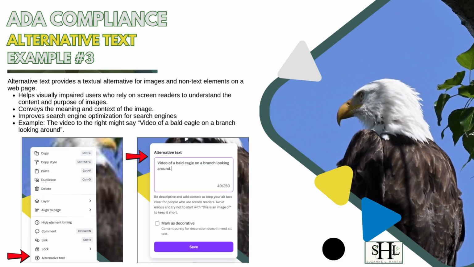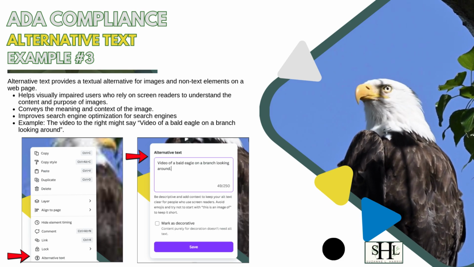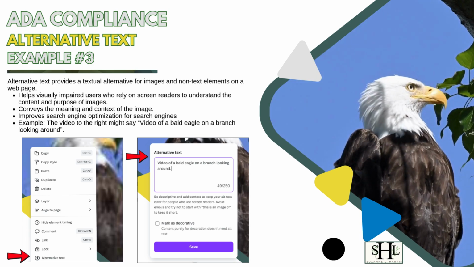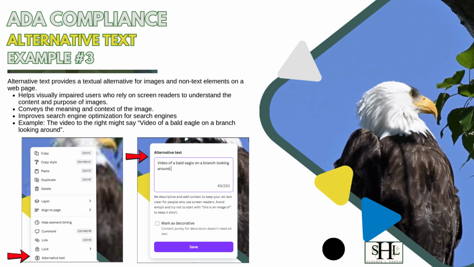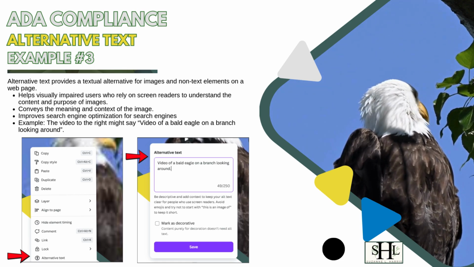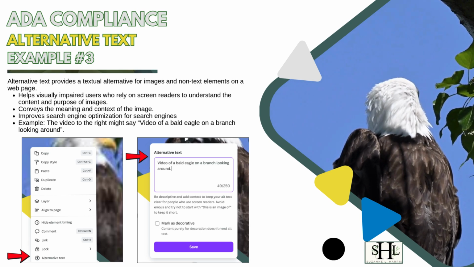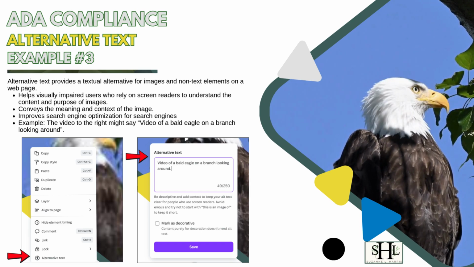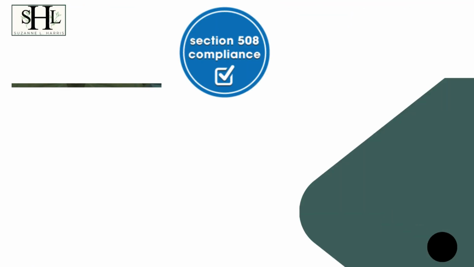And I've taken a couple of screen captures. So there's an example of a video of an eagle to the right. And so by accessing or right-clicking on alternative text, an alternative text box opens, and you can type in video of bald eagle on a branch looking around, and then click save, and then your image now has alternative text.